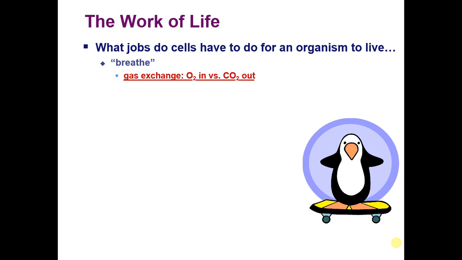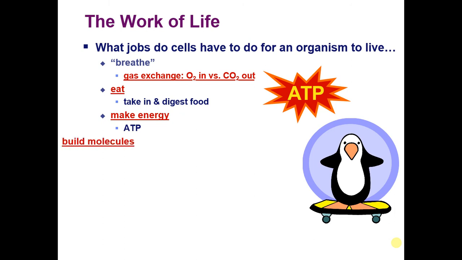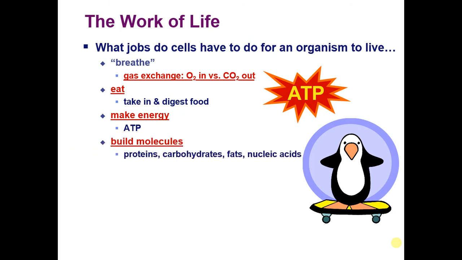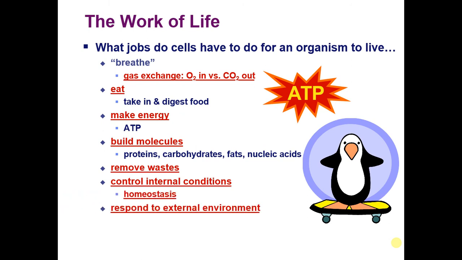So cells do a whole bunch of different jobs, such as breathing, exchange gases, oxygen in and CO2 out. They take in and digest food and turn it into energy, which in the case of our cells is ATP. They build molecules like proteins and carbohydrates and fats and nucleic acids through dehydration synthesis, like we talked about in the chemistry of life. And they remove waste, like carbon dioxide. And then they control the internal conditions to maintain homeostasis, or that small balance of conditions that are conducive to life. And they need to respond to external stimuli.